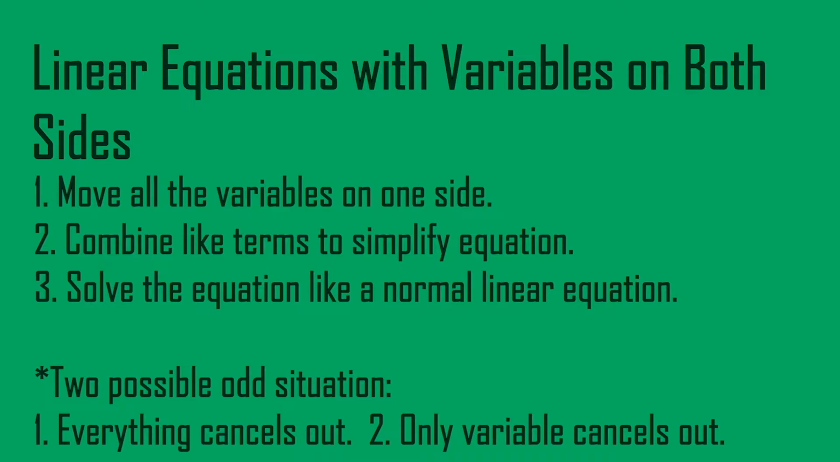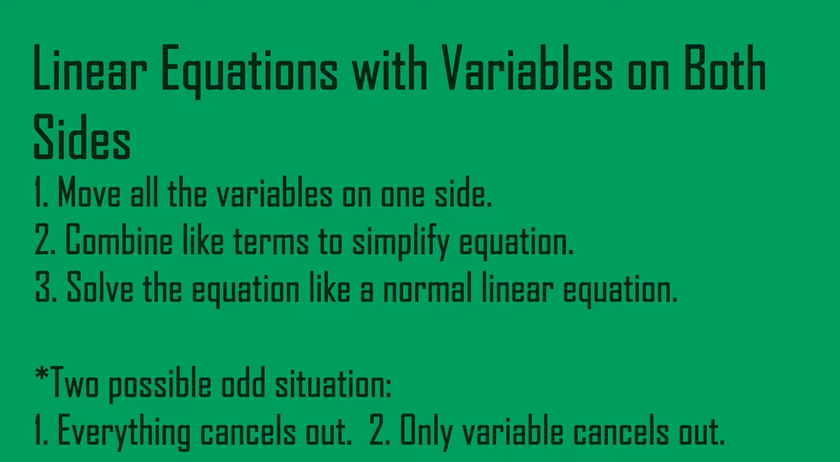Once we move them all onto one side, we can now solve it like a regular linear equation. And that involves combining like terms and attempting to isolate the variable afterwards into variable equals something. And then you have your final answer. Now, here's the thing though. When you have variables on both sides, there are actually two very odd situations that could potentially happen.